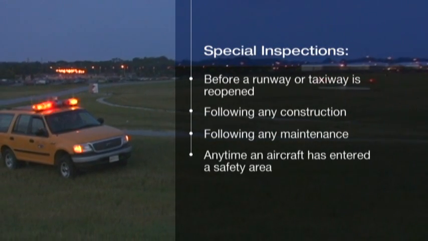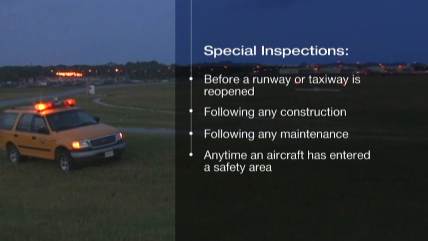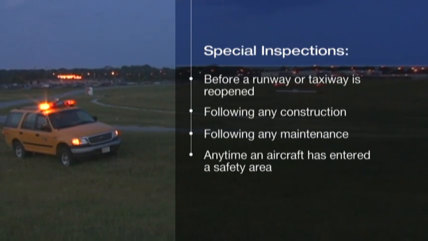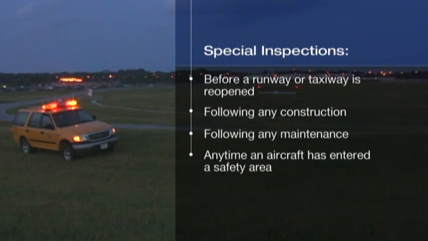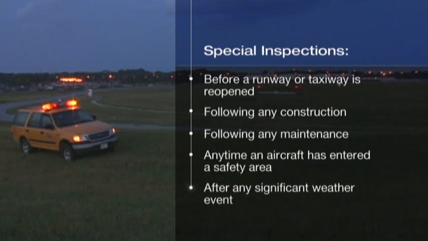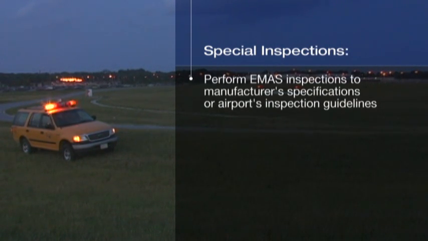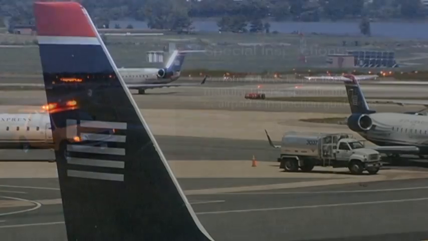Anytime an aircraft has left the pavement and entered a safety area, a special inspection should be made to ensure no ruts or holes have been made by the aircraft's tires or by personnel or equipment during the recovery operation. After any significant weather event, at airports equipped with the Engineered Material Arresting System, or EMAS, inspections must be performed to the manufacturer's specifications or in accordance with the airport's inspection guidelines.